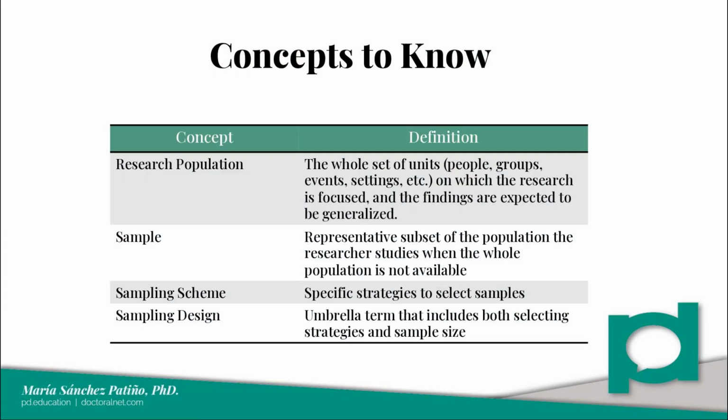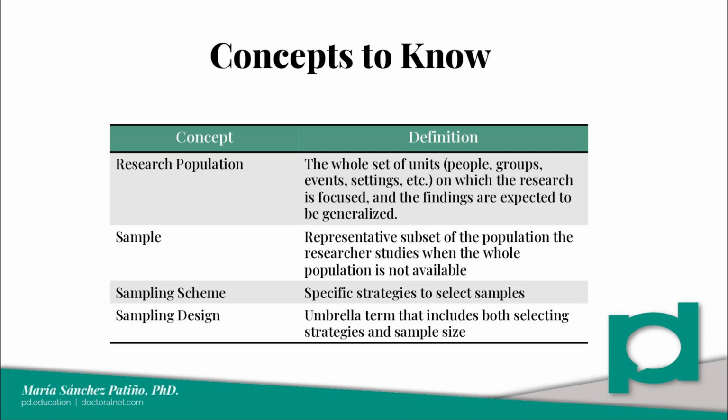Let's begin by clarifying some concepts that you may have seen and even used many times, but that you may not be quite sure what they mean. They are research population, sample, sampling scheme, and sampling design. The first one, research population, is the least confusing since you can directly relate it to the whole set of units to which your study refers. The other three, however, are usually misunderstood.